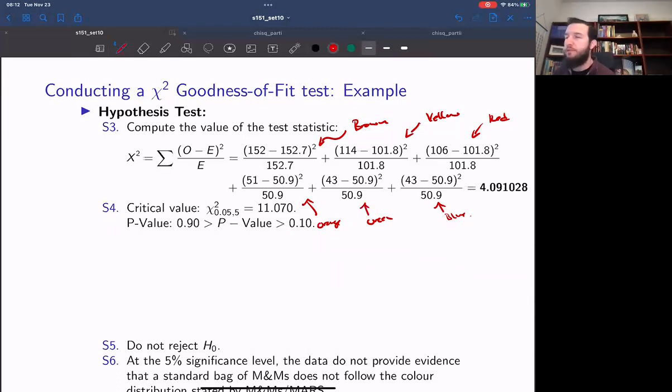Okay, so once we have our test statistic, which is again just found by filling out this formula, we then take either the critical value or the p-value approach. If we take the critical value approach, we start by sketching out our chi-square curve. So remember that the chi-square curve is a right skewed curve.